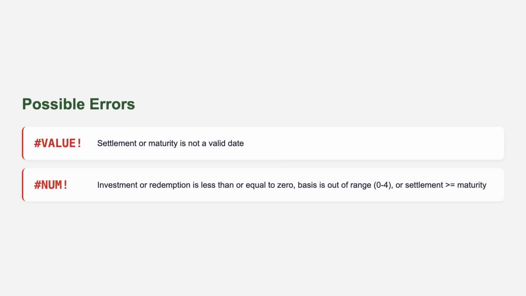Watch out for common errors. A value error occurs when settlement or maturity is not a valid date. A num error occurs when investment or redemption is less than or equal to 0, basis is out of range, or settlement is on or after maturity.